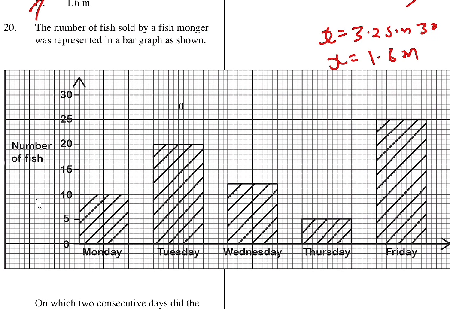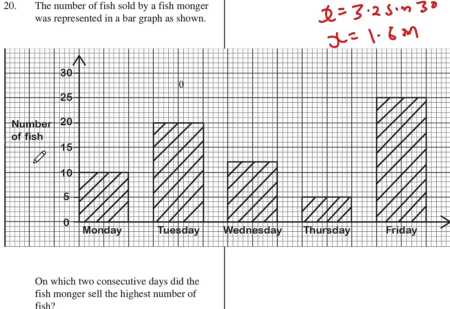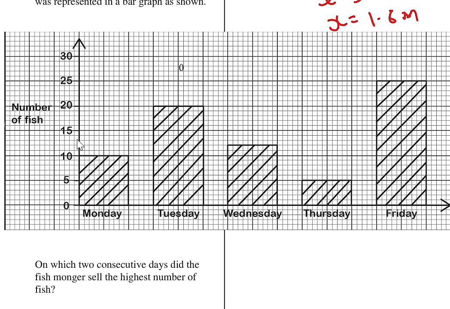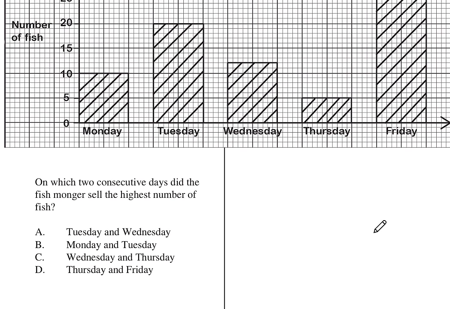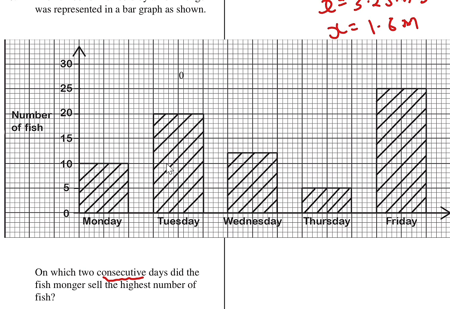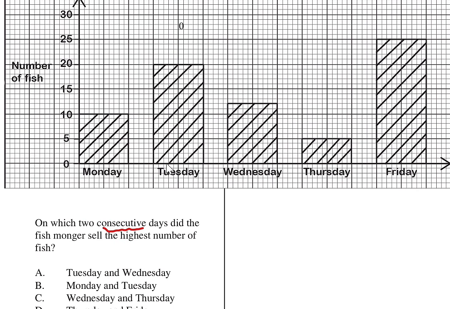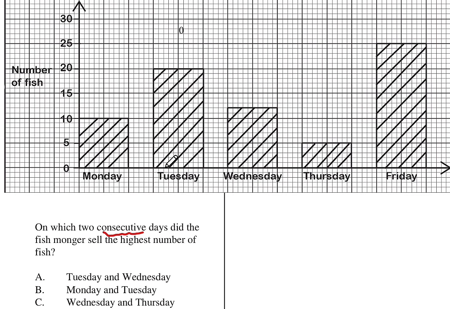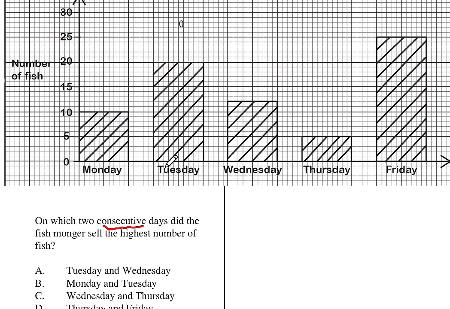The number of fish sold by a fishmonger was represented in a bar graph as shown. So here we have a bar graph. You can see Monday, number of fish, I'll use a 10. Tuesday, I'll use a 20. Wednesday, and so on. Now you go to the question. On which 2 consecutive days did the fishmonger sell the highest number of fish? So remember, consecutive inamaanisha siku zimefuatana. Use a highest number. So gani na gani aliuza highest number? So hebu angalia hapo, aliuza highest number. So ukiangalia Monday aliuza 10.